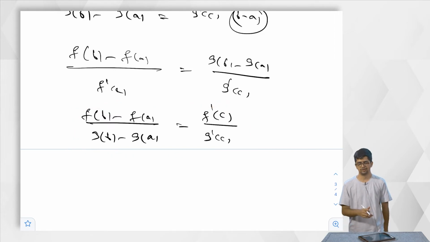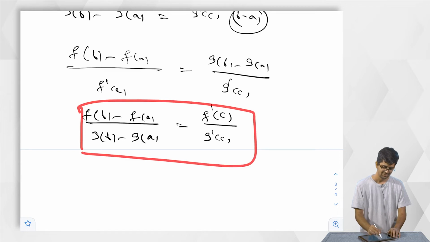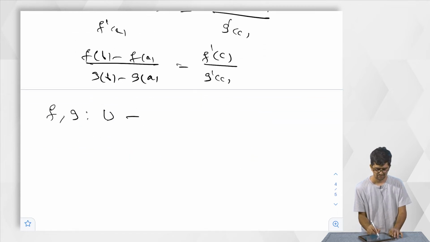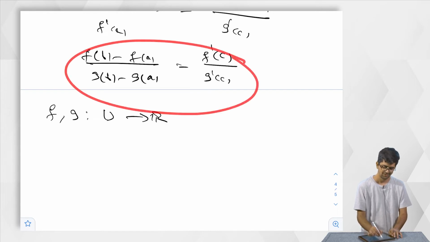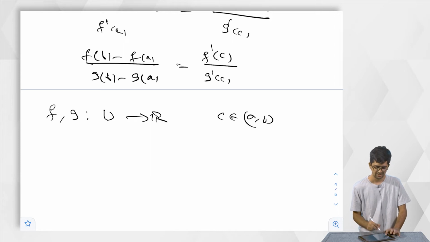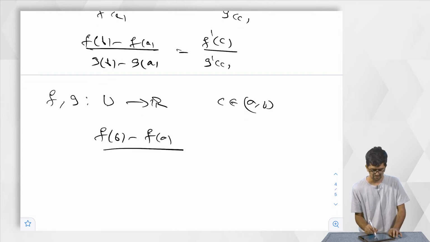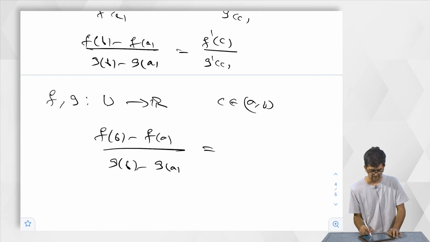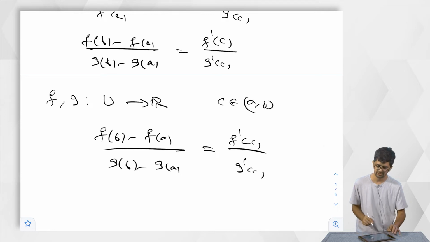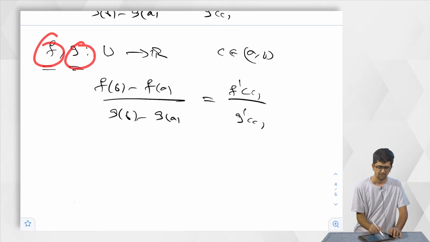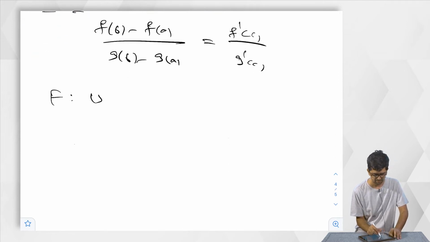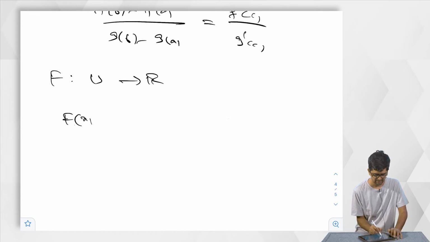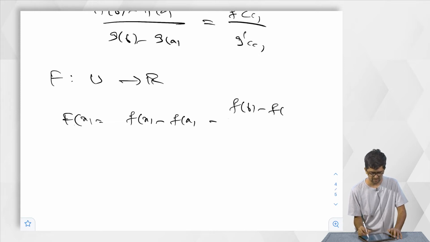Now without assuming such a thing, this is actually true: suppose you give any two differentiable functions F and G from U to R, then there is an element C belongs to (A, B) such that (F(B) minus F(A)) by (G(B) minus G(A)) is equal to F dash of C by G dash of C. Now using this F and G, we are constructing a new function capital F from U to R. How is it defined? Capital F of x is equal to F(x) minus F(a) minus (F(b) minus F(a)) by (G(b) minus G(a)) times (G(x) minus G(a)).